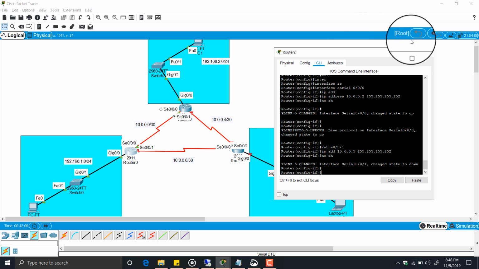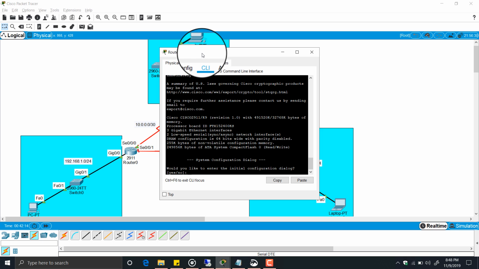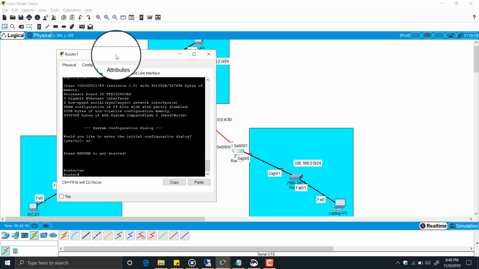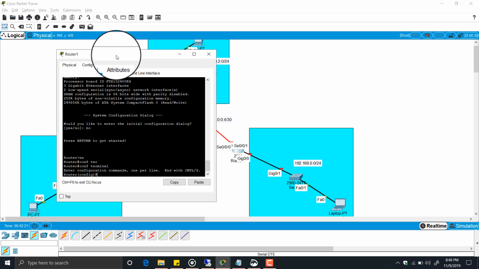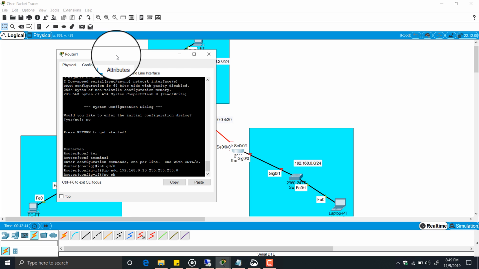All right. Now for the last router. It's basically the same. Enable, configure terminal. Now we enter the gigabit 00, which is the gigabit connected to the LAN-SIDE. Okay, we give it an address 192.168.0.10, 255.255.255.0. Now we turn it on.